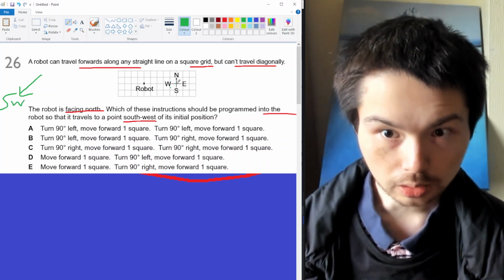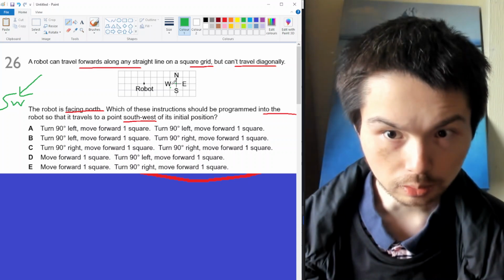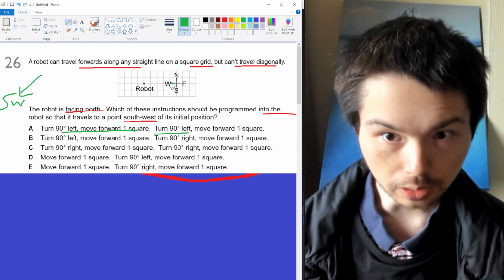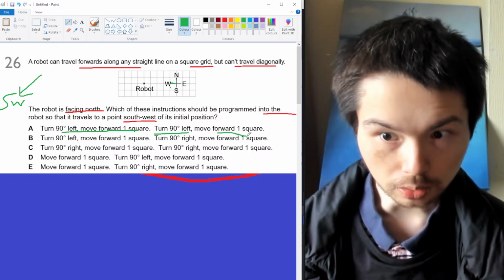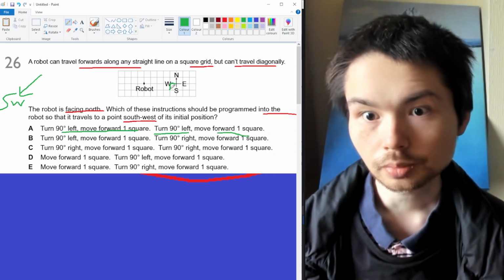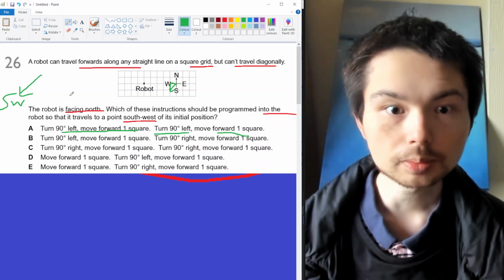We start here. Turn 90 degrees left. So we're now facing west. Move forward 1 square. Fine. So we're here now. Turn 90 degrees left. Okay, we're going down here. Move forward 1. How nice. The answer is A. Thank goodness.